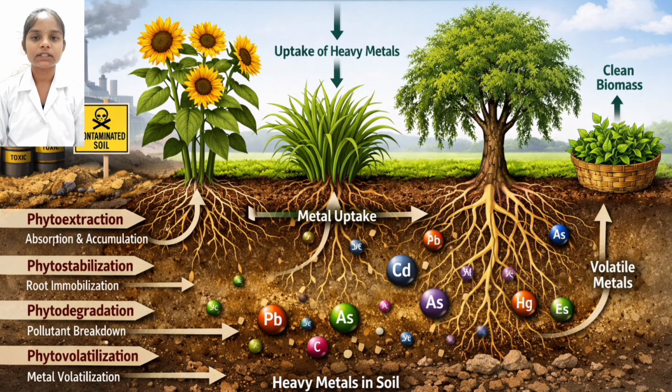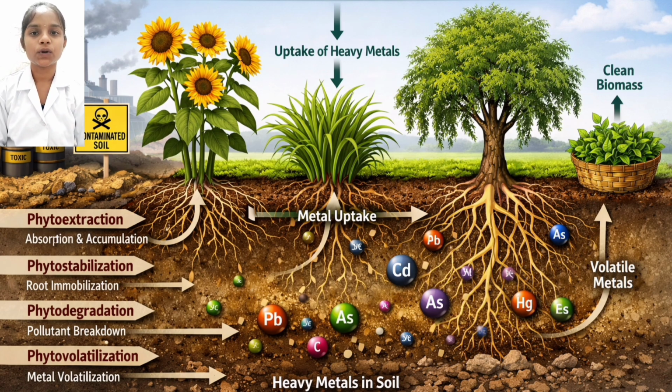Third, rhizofiltration. In this process, plant roots absorb, concentrate, and precipitate toxic metals from polluted water sources such as groundwater, wastewater, and surface water. These roots act as natural filters by trapping and binding heavy metal ions like lead, cadmium, mercury, and arsenic. Unlike phytoextraction, which mainly occurs in soil, rhizofiltration is specifically effective in aquatic environments.